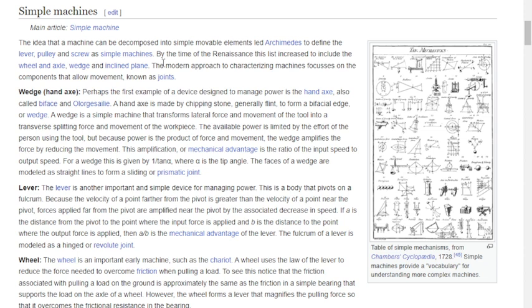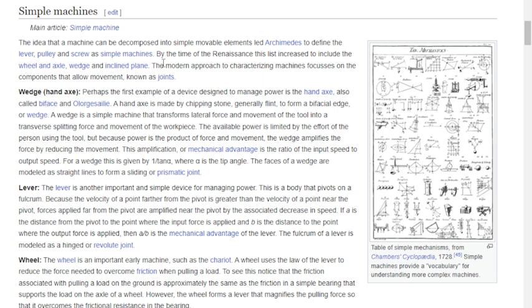The modern approach to characterizing machines focuses on the components that allow movement, known as joints. Wedges. Perhaps the first example of a device designed to manage power is the hand axe, also called a biface. A hand axe is made by chipping stone, generally flint, to form a bifacial edge or wedge. A wedge is a simple machine that transforms lateral force and movement of the tool into a transverse splitting force and movement of the workpiece.